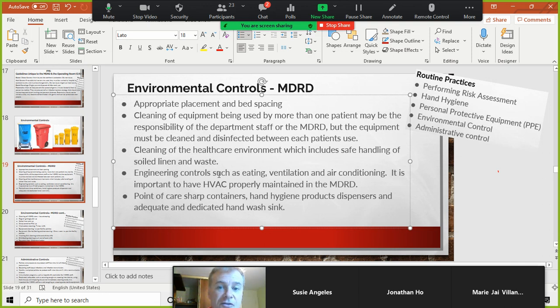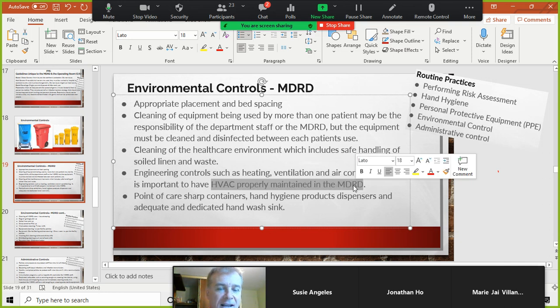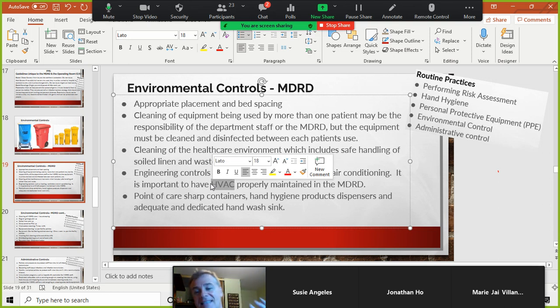Engineering controls such as heating, ventilation, and air conditioning. Sorry, that's not eating, that should be heating. Okay. It is important to have the HVAC properly maintained. And you look at that, the air conditioning, the vents, everything there you can't see. Are those vectors for bugs to get through? And in a lot of cases, they can be.